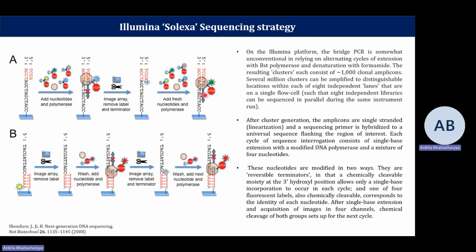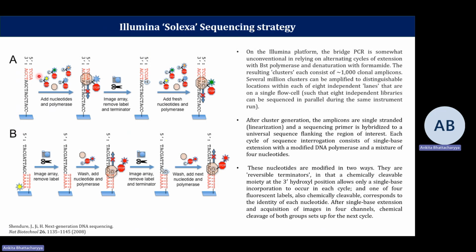Now, after generation of the cluster, the amplicons become single-stranded, or they are linearized, and a sequencing primer gets hybridized. If you look here, that's what you see. This is your linear PCR amplified amplicon, and to it is hybridized a sequencing primer that flanks your region of interest that you wish to sequence in more depth.